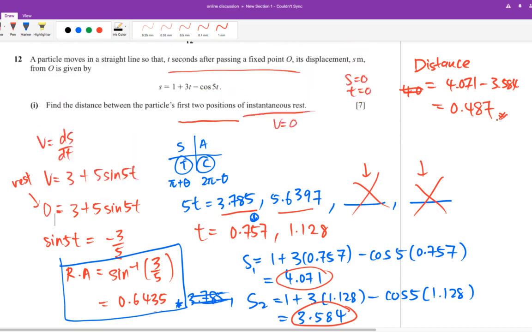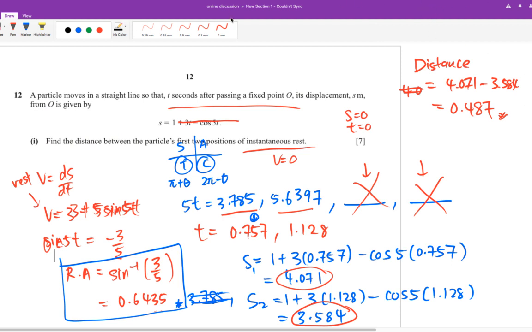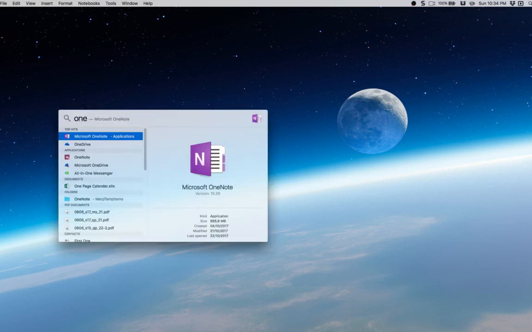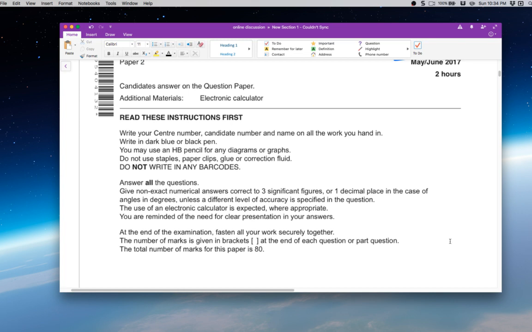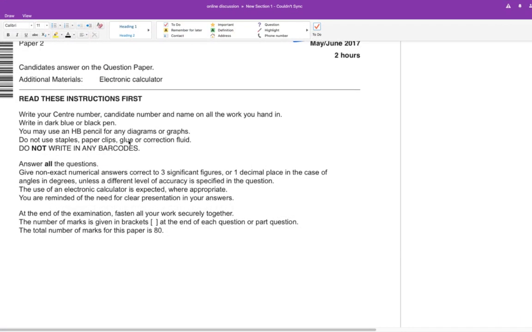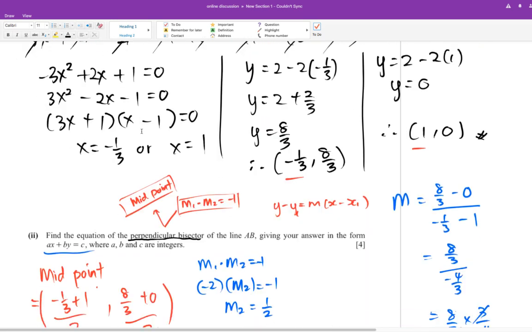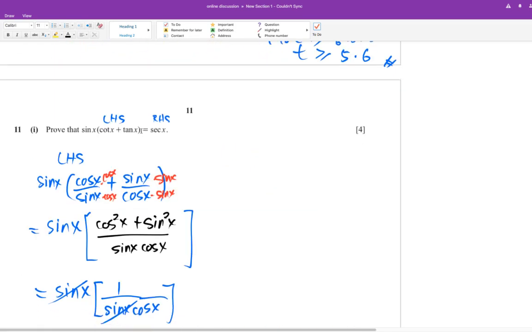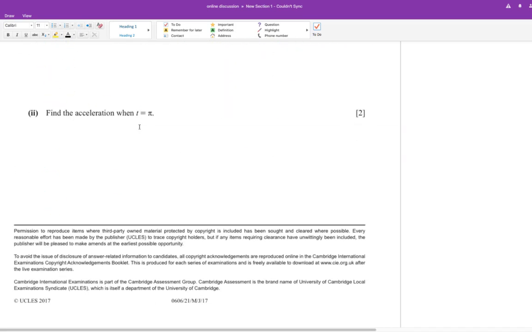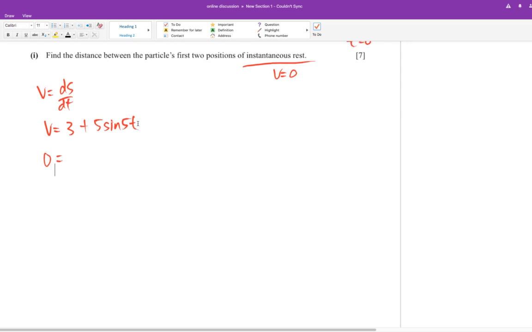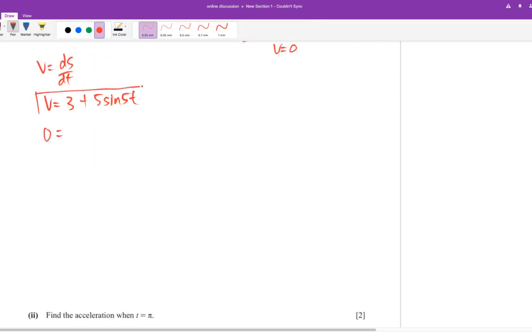Okay, it's hanging here, so I will need to restart my OneNote. Just give me a moment. Okay, then we have the one last part.